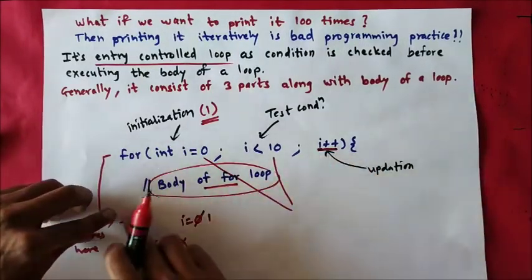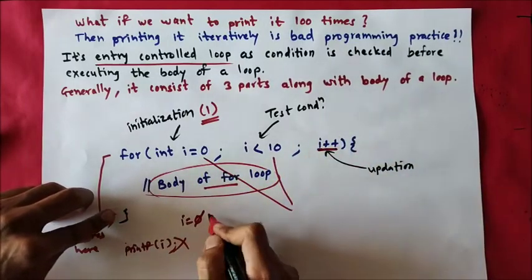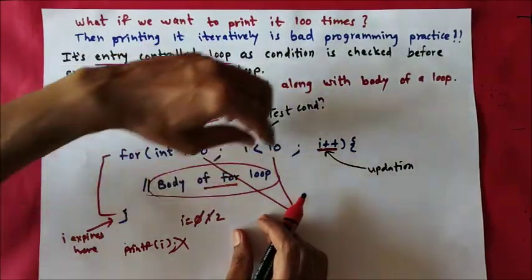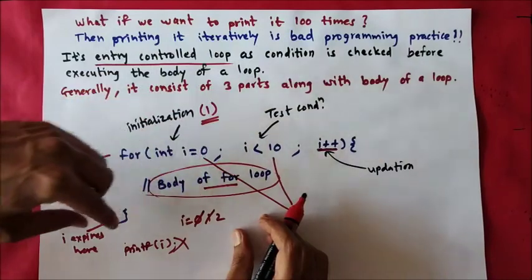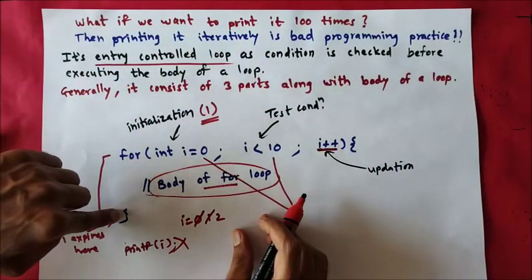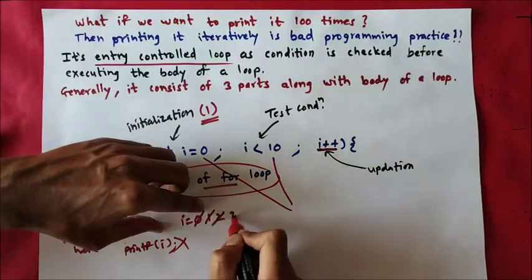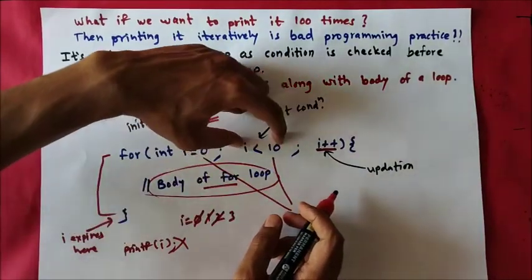So I hope you are trying to understand now. So now it will go to the updation and do the updation. So now I becomes 2, and again it will come back and check the condition. Is 2 less than 10? Yes. So again it will go inside, execute the body, reach the end of the body, and then again go to the updation. So now I becomes 3, I plus plus, right? So now 3 is less than 10, again it will check the condition, yes.